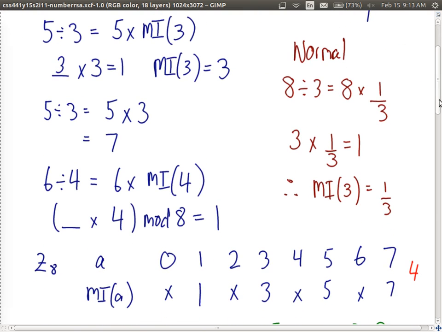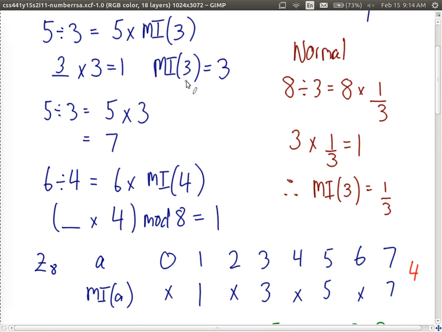Division. To divide, we actually multiply by the inverse. So we talk about the multiplicative inverse. The multiplicative inverse is the number that we multiply by such that we end up with 1. In normal arithmetic, the multiplicative inverse of 3 is 1/3, because 3 times a third is 1. In modular arithmetic, the multiplicative inverse of 3, in mod 8, was also 3. 3 times 3 mod 8 gives us 1.